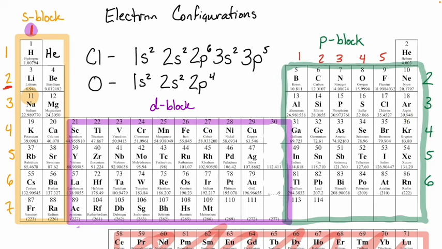For our S block, we started numbering at 1. Our P block, we started numbering at 2. For our D block, we're going to start numbering at 3. So this first row here is the 3d elements, then 4d, 5d, and 6d. All right, so I want everybody to take a second and give me the electron configuration for vanadium.